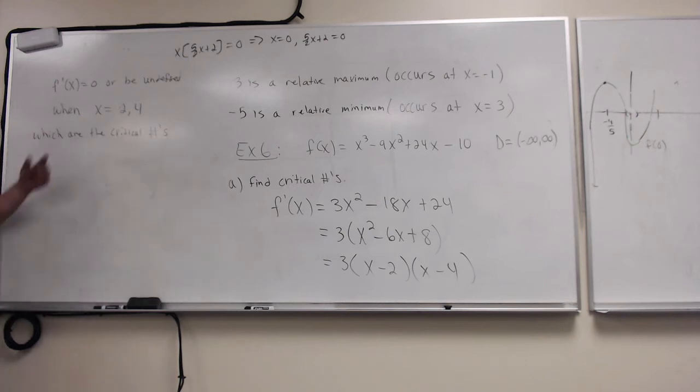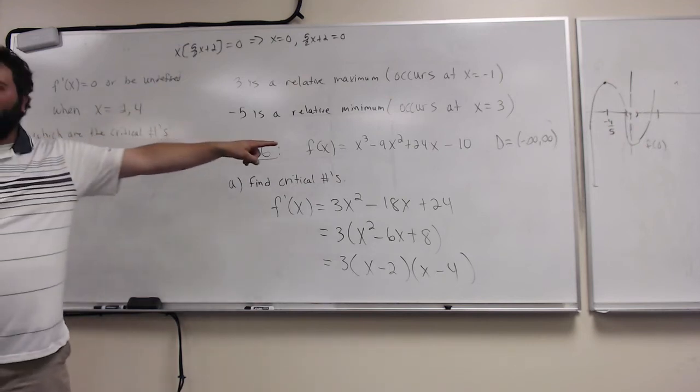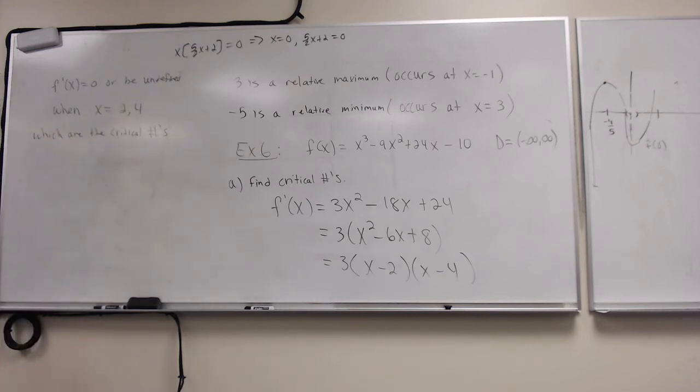Okay, so they're partition numbers. They make the derivative 0 or undefined. But since those numbers are also in our domain, they become critical numbers. So we got the critical numbers. That was part A, right?